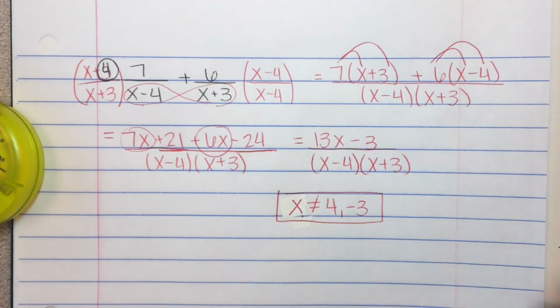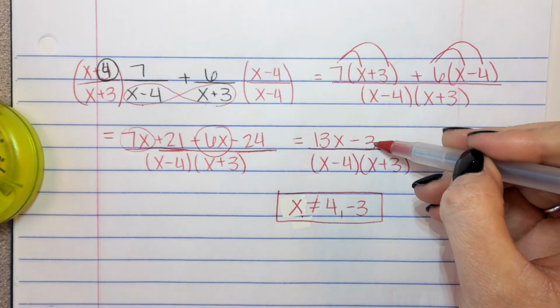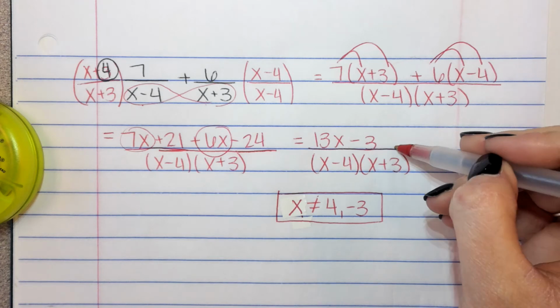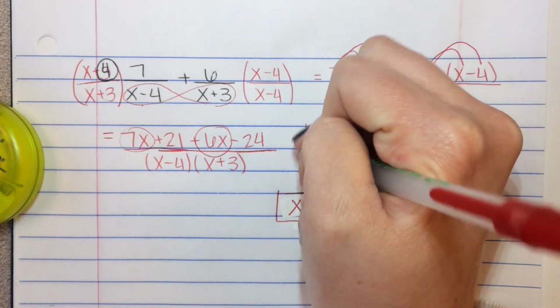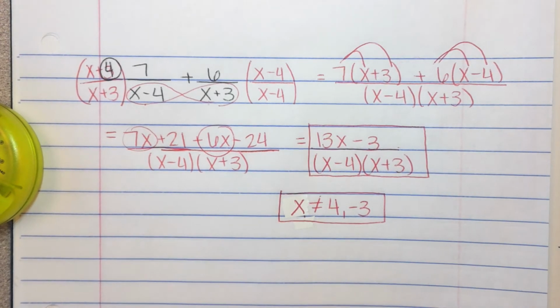All right. Can we factor anything? 13 and negative 3. There's not a GCF. There's only one x. So this cannot go any farther. So we leave it as is. So 13x minus 3 over the quantity x minus 4 times the quantity x plus 3.